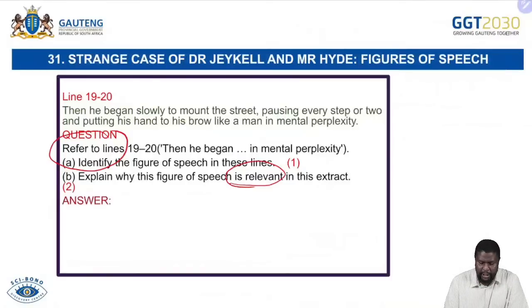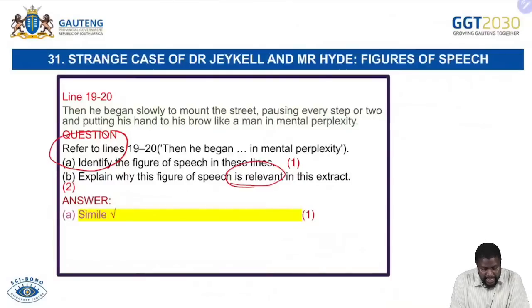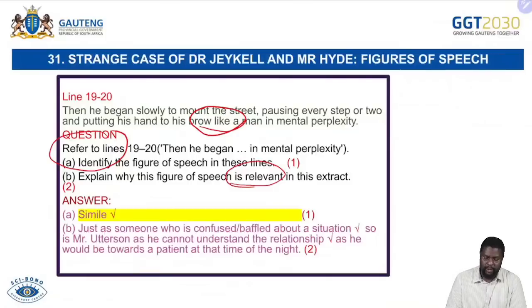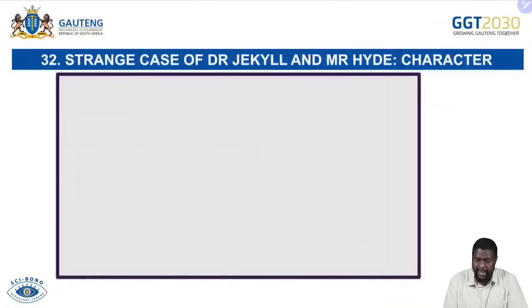We say our figure of speech here is a simile. He put his hand in his what? In his brow, like a man in mental perplexity. That's a simile. Why is it a simile? Just as someone who is confused or baffled about the situation, so is Mr. Utterson. He cannot understand the relationship. So he's baffled, he's confused. So he puts his hand in his brow like a man in mental perplexity.